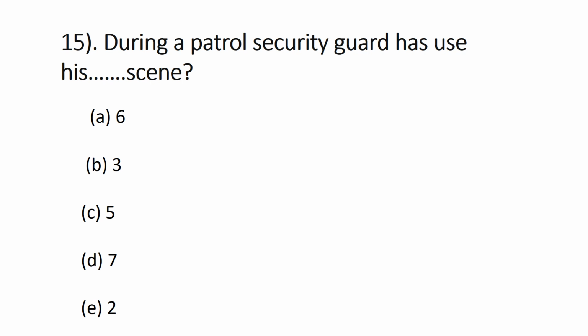Question number 15. During a patrol, security guard has used his sense. A. 6, B. 3, C. 5, D. 7, E. 2. The correct answer is 5 senses. A person has 5 senses, just like hearing, smelling, tasting, right? So these 5 senses we should use when you go for the patrol.